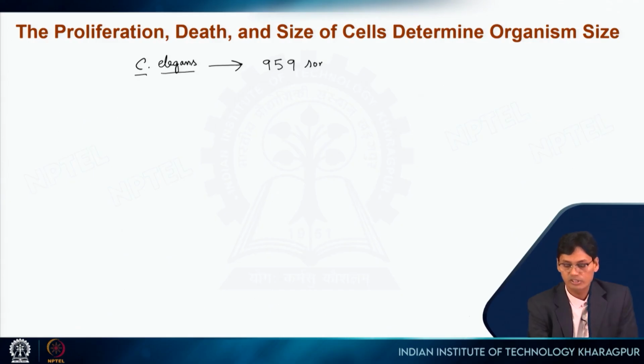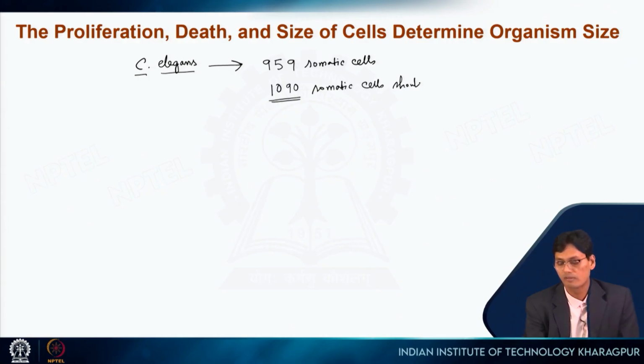959 somatic cells. It's so precise, so fixed. The number is so fixed: 959 somatic cells. That means the germ cells are not included here, just the body cells. But based on the number of cell divisions, because it's a model organism and scientists know a lot about C. elegans, the actual number of somatic cells should be 1090 somatic cells there.